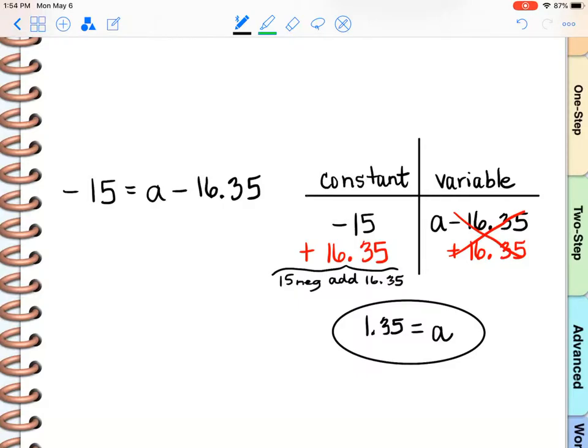So you now know how to do addition and subtraction equations. I'll see you in the next video for multiplication equations.